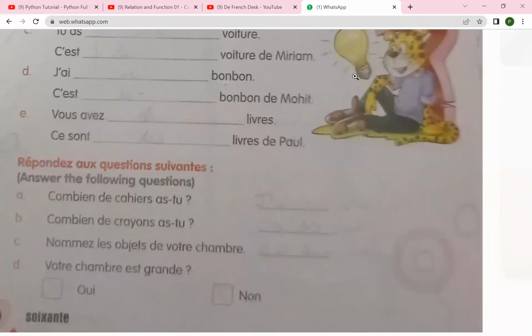Now répondez aux questions suivantes. Respond to the questions given below. So combien de cahiers as-tu? So how many notebooks do you have? So you can fill it with the number names. You have already learned number names from 1 to 100. So this question is easy.